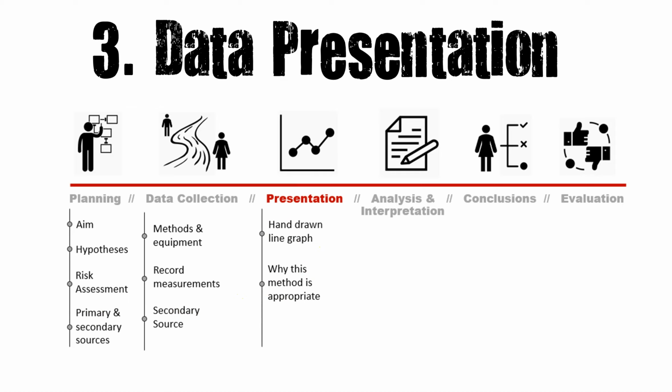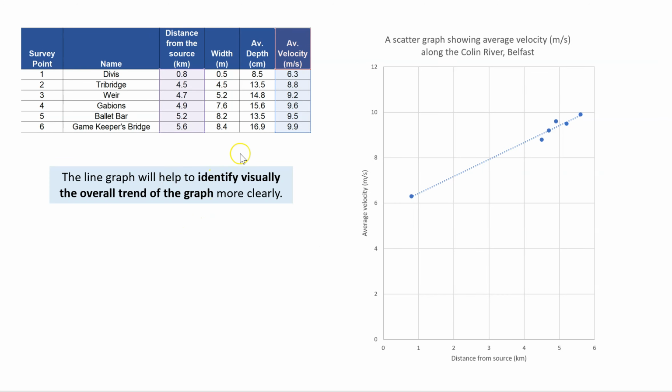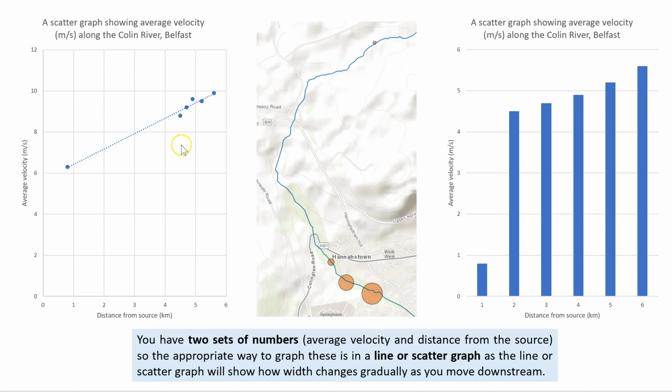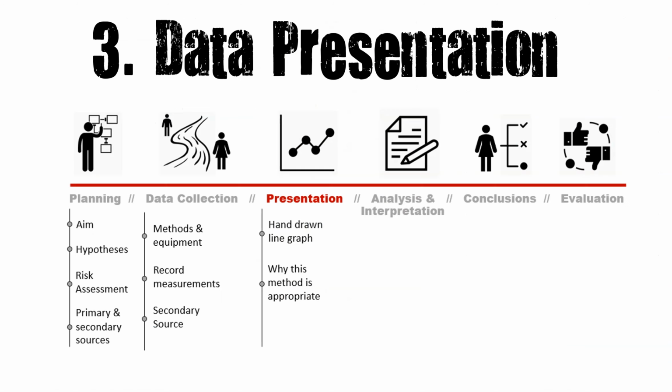Well, remember the 2 points that we made is that the graph will help you to see the overall trend more easily and more readily. And when you've got 2 sets of numbers, as you've got here, it's the line or scatter graph, because this will allow you to see things like there's a bigger gap between survey point 1 and 2 than all of the others. And that is how to do your data presentation.